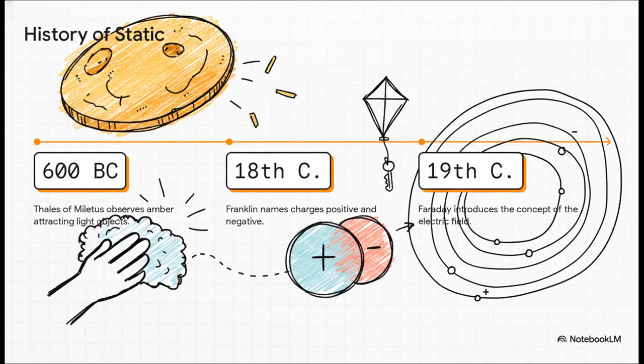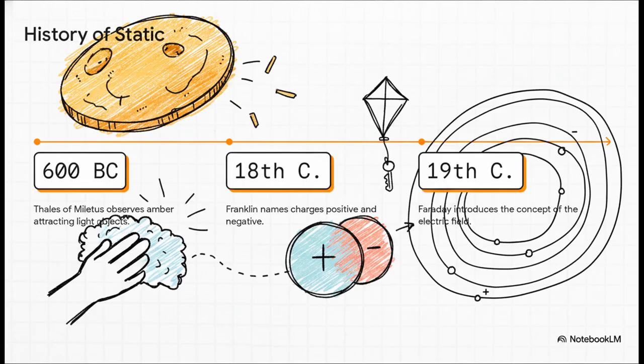The story of static electricity actually goes way, way back, all the way to around 600 BC in ancient Greece. A philosopher named Thales of Miletus noticed that when he rubbed amber with wool or a silk cloth, the amber would suddenly start attracting light objects, like little bits of straw. Fun fact, the word electricity is actually coined from electron, which is literally just the Greek word for amber.